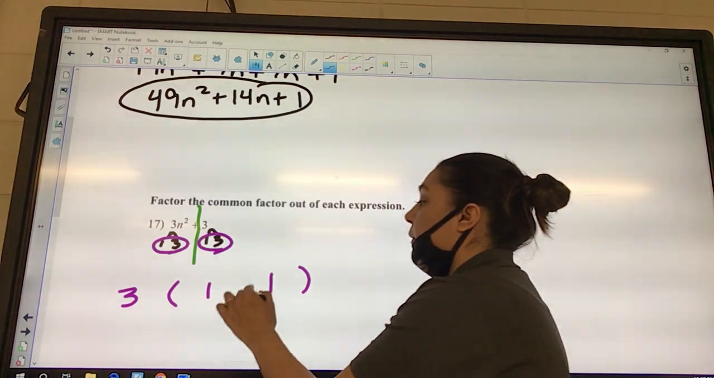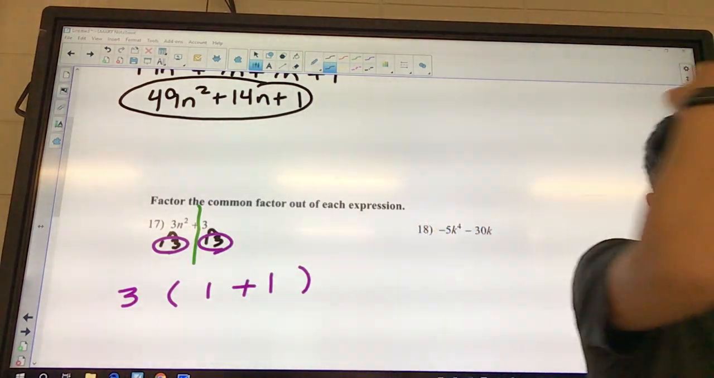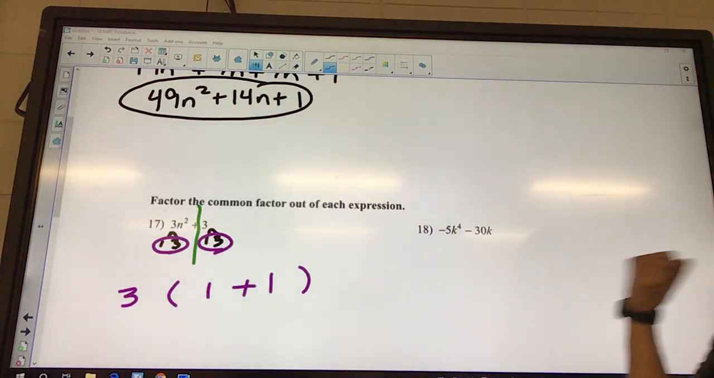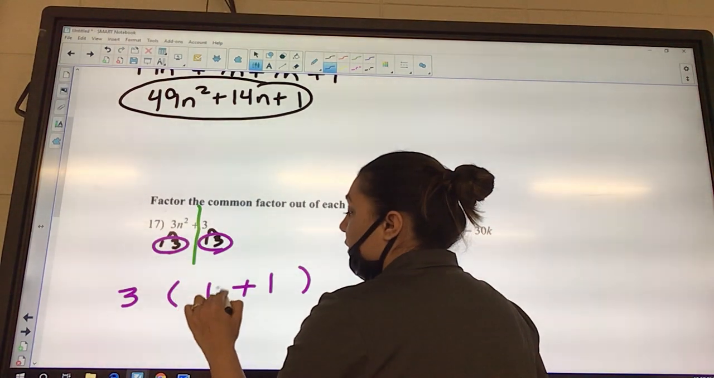So 1 and the second power. And then how many n's can we pull? None, you can't pull out none. So you're going to put them back, and they go with the first number.